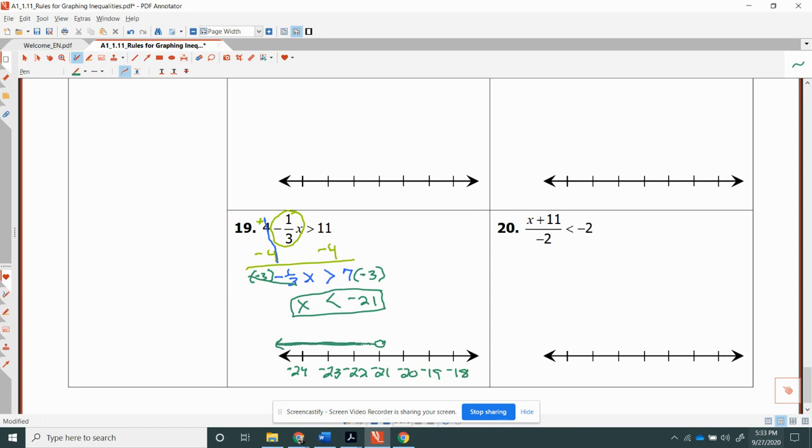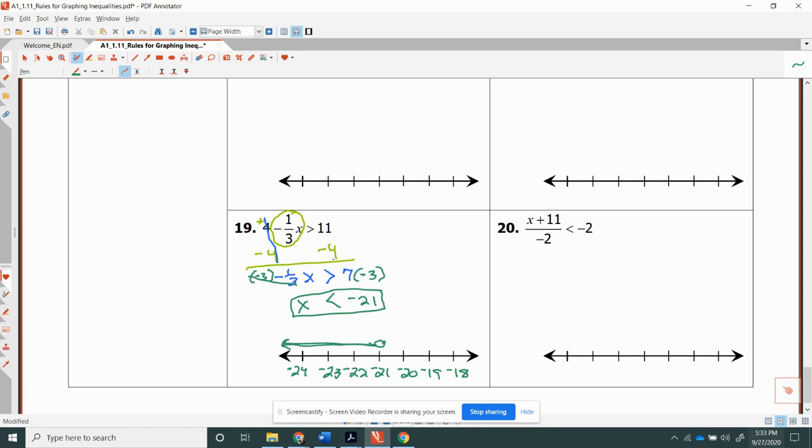Remember, this line here represents all of the values of x that are true and that will solve the inequality. So that's what we're looking at. We're looking at all the values of x that solve the inequality.